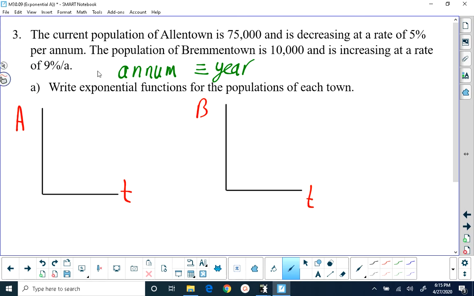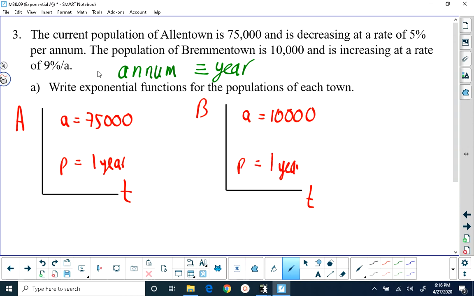Now what are the values of the parameters? Little a is the initial population of Allentown, which is 75,000. P is the length of time it takes for the change to happen, and that's going to be 1 year, because it says that the population decreases at 5% per year. If we jump over to Brementown, Brementown has an initial population of 10,000, and the period of change for it is also 1 year. We just need to discuss how we find b for each of these. And this is the only reason why I'm including a third example.